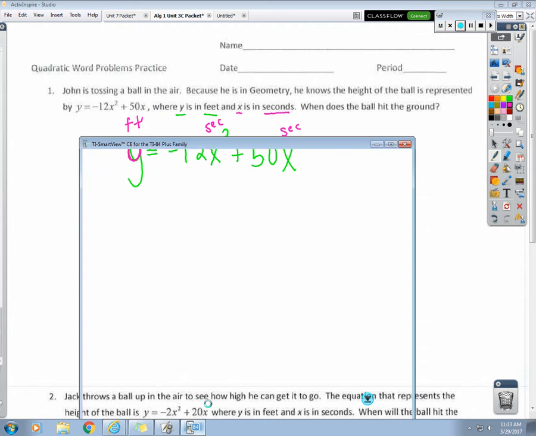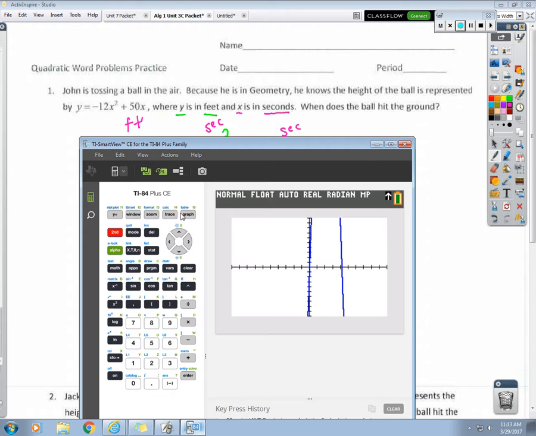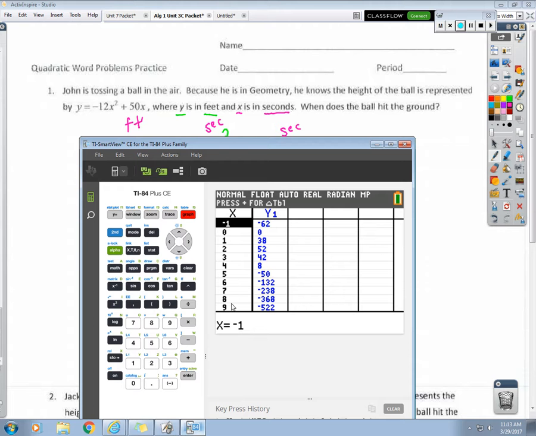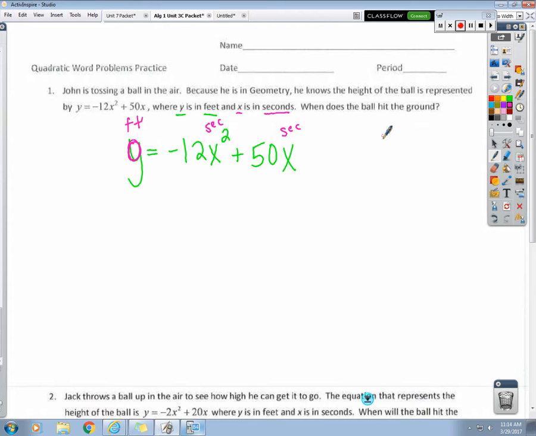The problem with the table is that most of your calculators are set to whole numbers, and so we can't really do it that way. So what's another method that we know where we can get the exact value for x? What? Quadratic formula. Look, remember, this is in the form ax squared plus bx plus c.